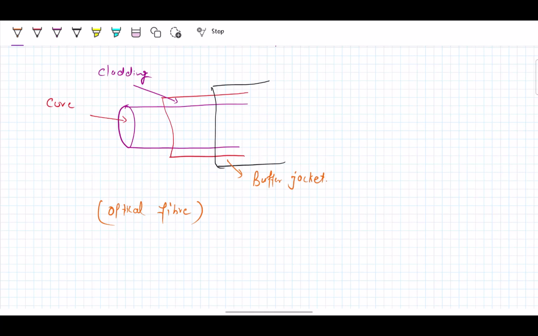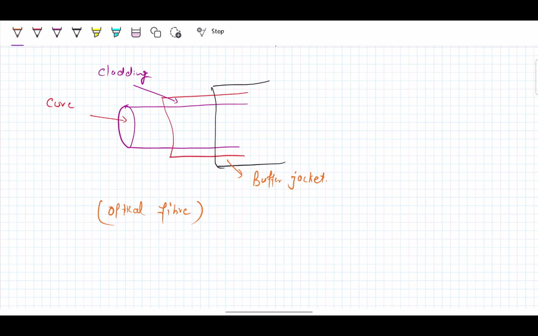We have a number of applications. The major applications are in telecommunication, internet and computer networking, and they are very different from electrical cables. In electrical cables, the data transfer is in the form of electricity, but optical fibers transmit data in the form of light.